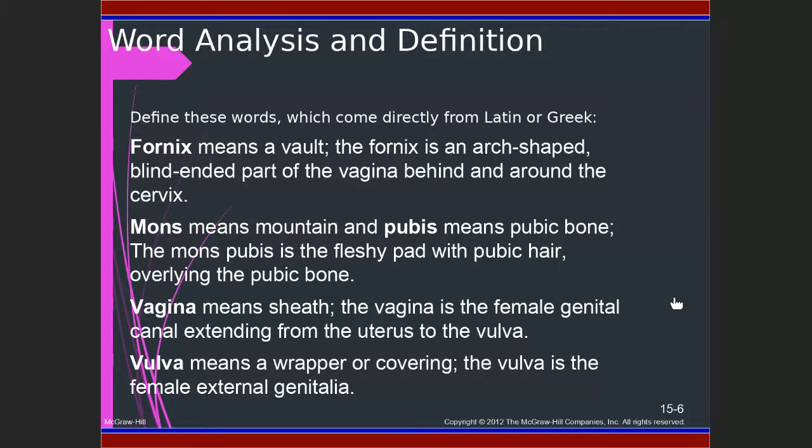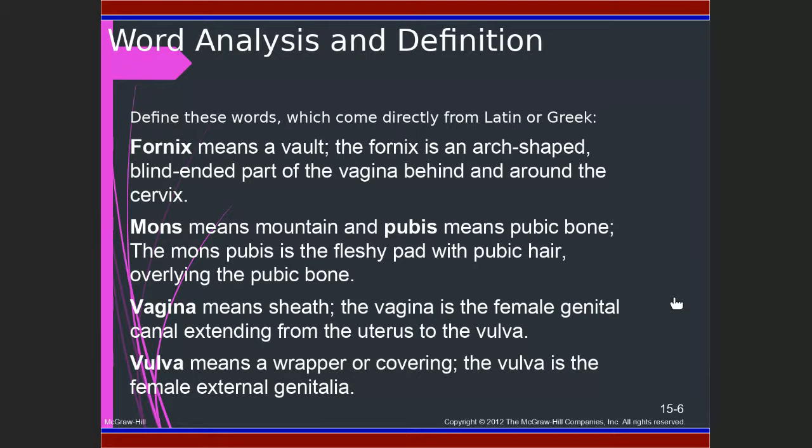The mons means like I said, mountain, and pubis means referring to the pubic bone, and I already explained what that is. Vagina means sheath, and sheath basically means a cover, okay? Something that encases something else, but that is made of light tissue, okay? So the vagina is the female genital canal extending from the uterus to the vulva, okay?